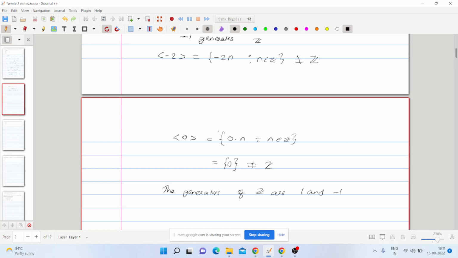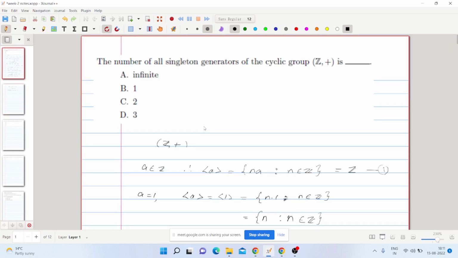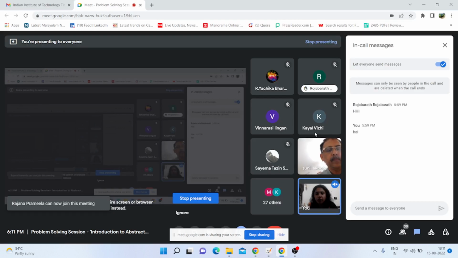Okay, so we got two generators. What are the two generators? 1 and -1. Here the question is the number of generators of the group Z under addition. So, it is 2. Is that answer clear for everyone? If anyone is having doubt, please ask. Basically, this session is for interaction with you, because it will be easy for you to solve the other problems. So I hope you will respond to my questions.